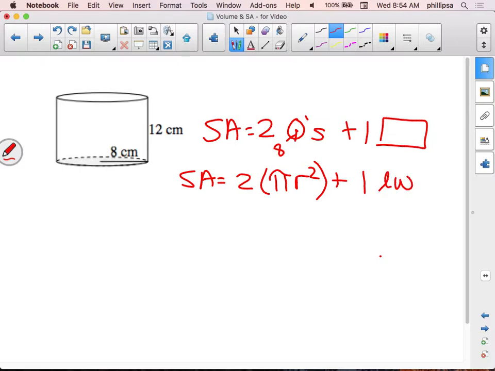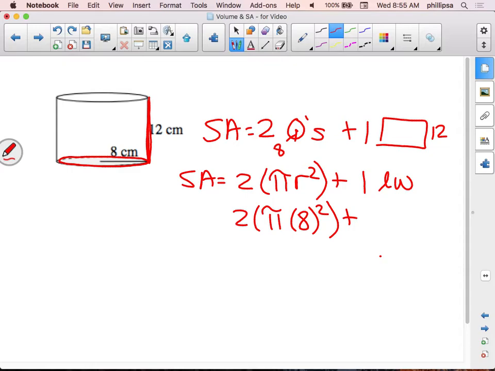So the circles are easy, right? You have a radius of 8, and then your rectangles. So your rectangles have a height of 12 and a base that we don't know. So let's talk about your rectangle. So here's the one side of your rectangle. The other side of your rectangle is what's wrapping around that circle. So it's really covering the distance around the circle.